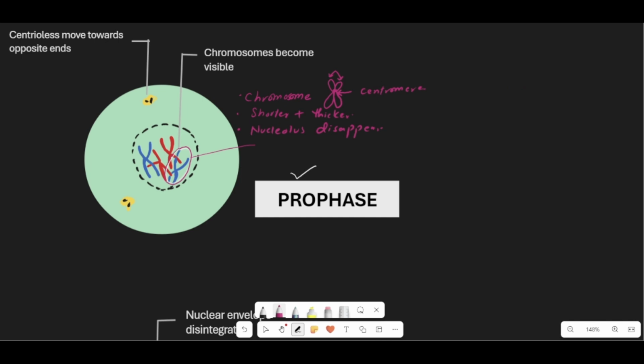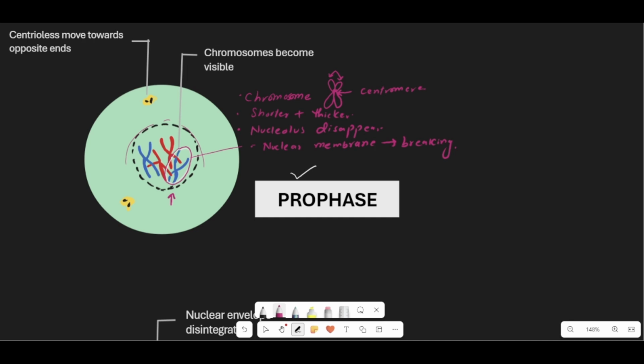The fourth important change that takes place is the disintegration of the nuclear membrane. You can see now the nuclear membrane is breaking down into different pieces. So you can say that the nuclear membrane starts breaking during the prophase of mitosis.